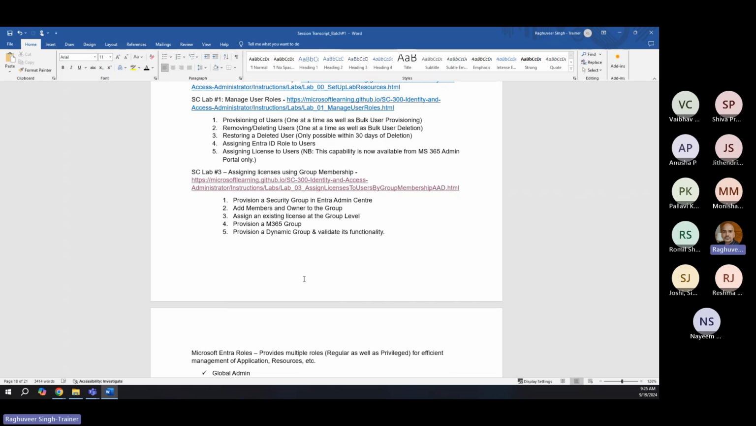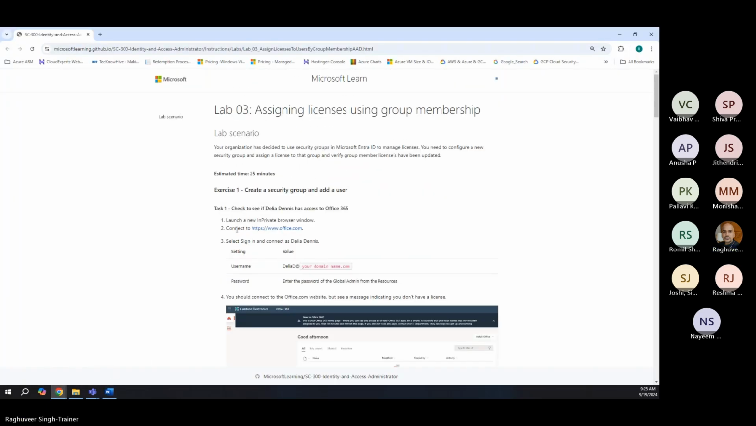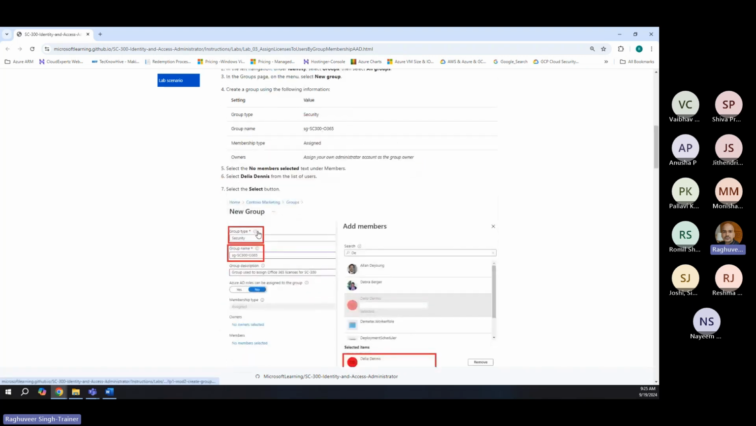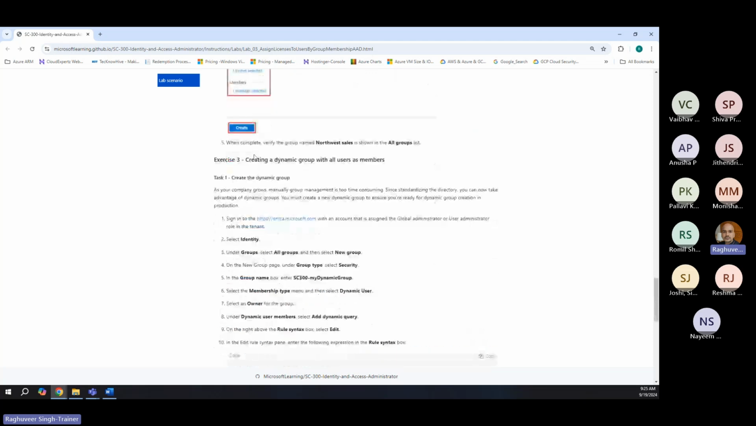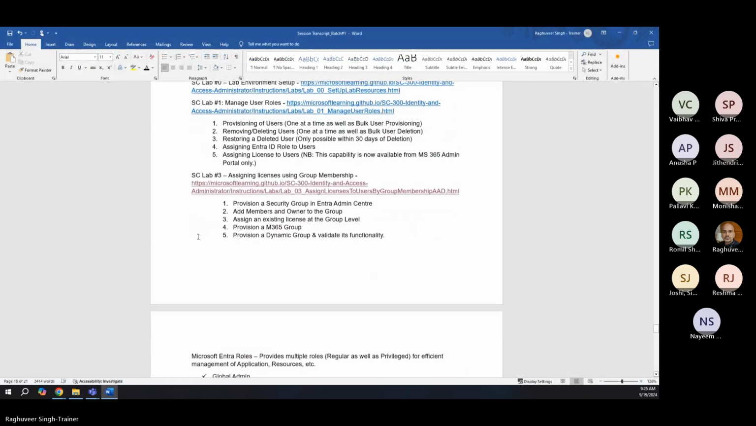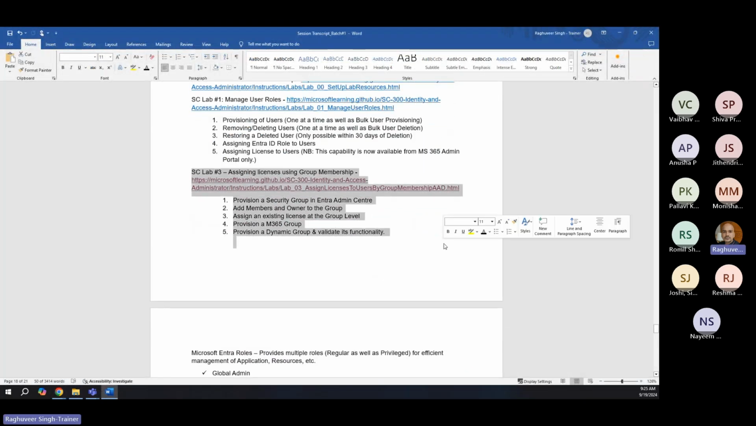So I give you all 15 minutes to complete this exercise. It doesn't take much time. If you go by the official lab, it only says 25 minutes, which is 15 minutes for the first 3 tasks and another 10 minutes for exercise number 3, which is creating a dynamic group with all users as members. So go ahead and do this.